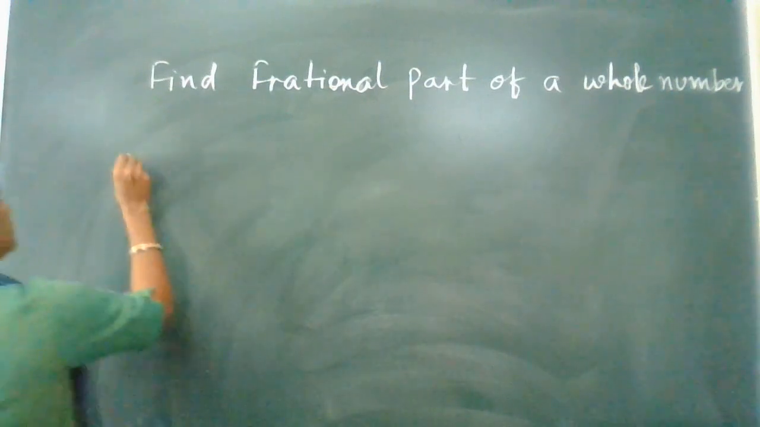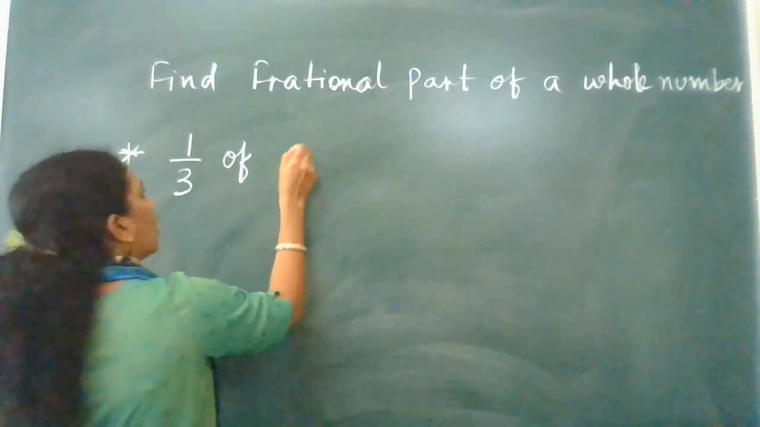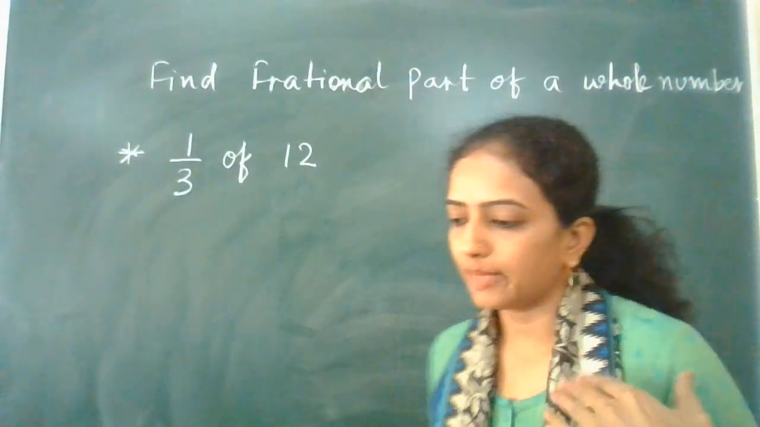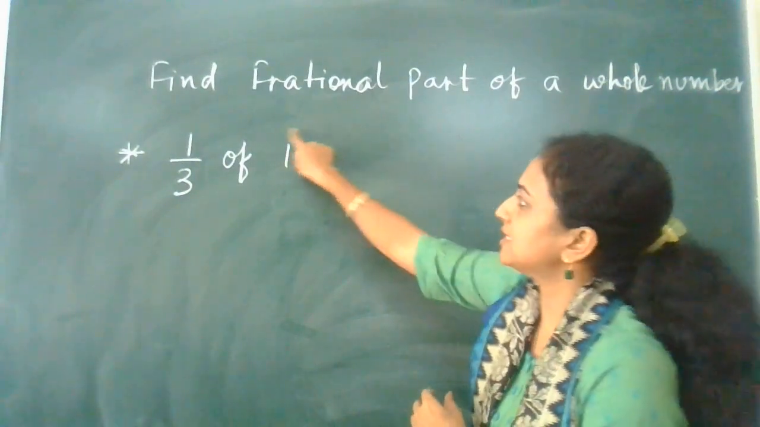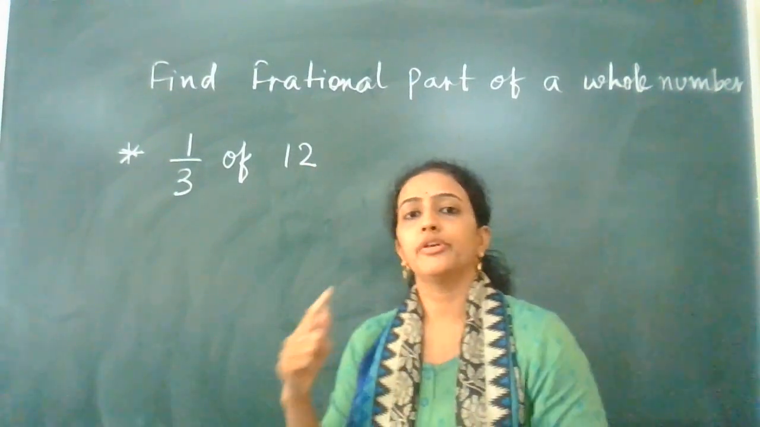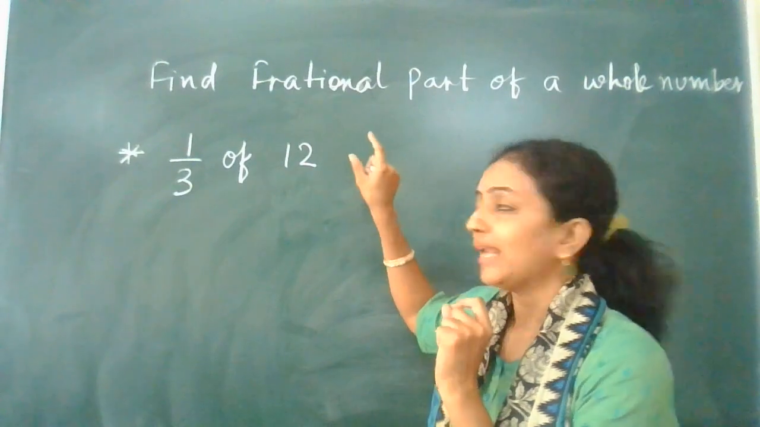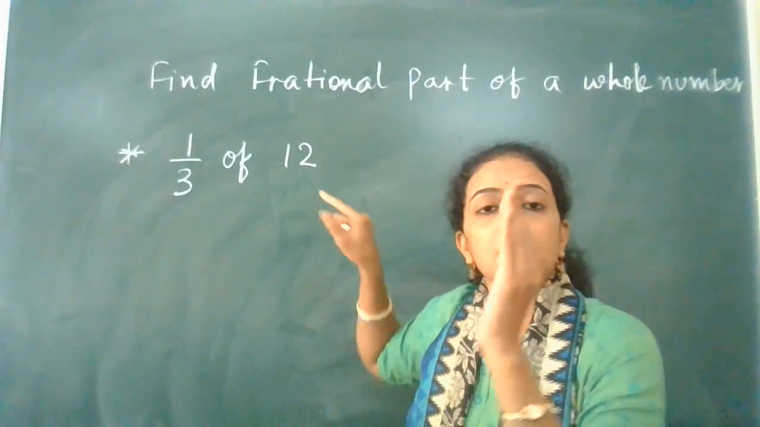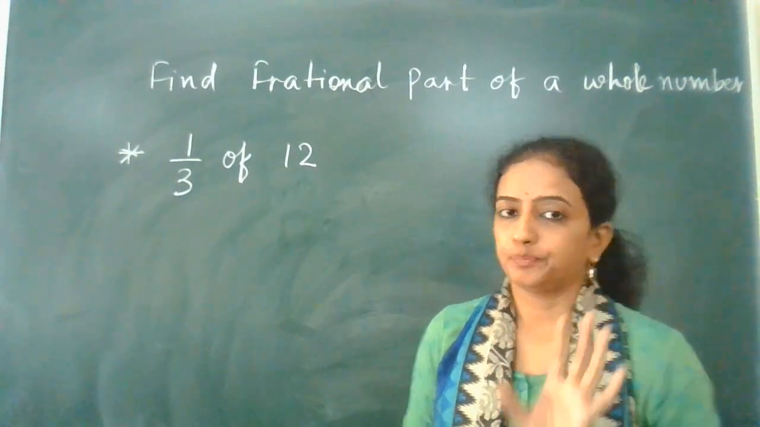Suppose you are given, for example, 1/3 of 12. Now, this 12 can be simple 12 also, this 12 can be kilometers also, this 12 can be hours also, this 12 can be days also. This number can represent anything. The calculation steps will remain the same.